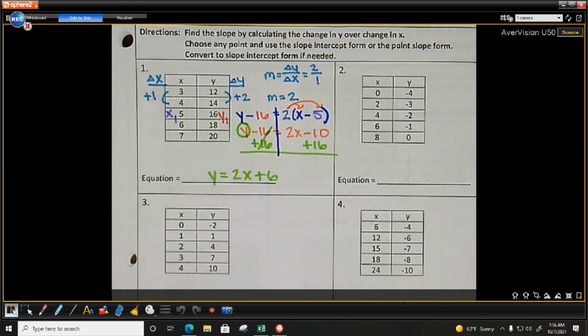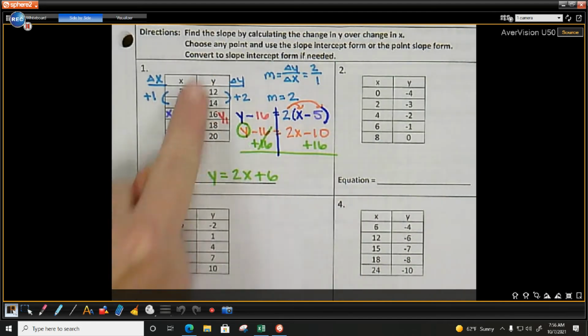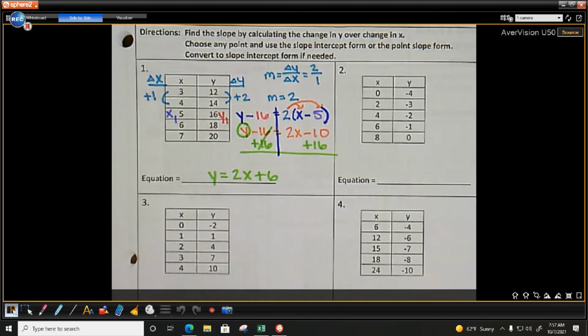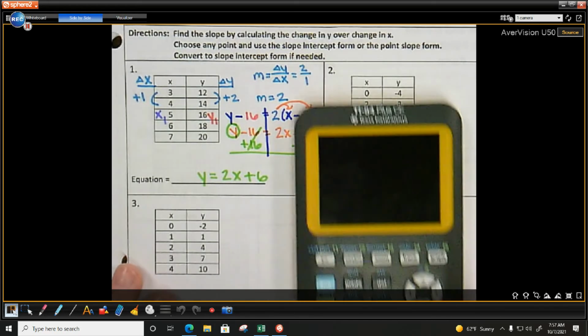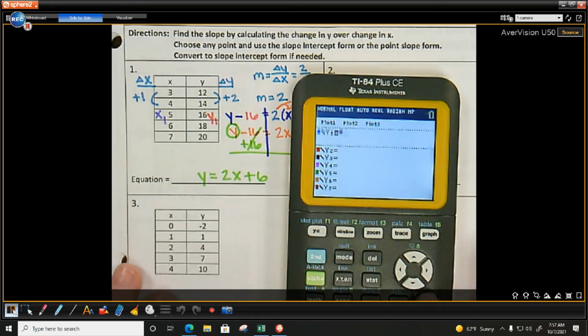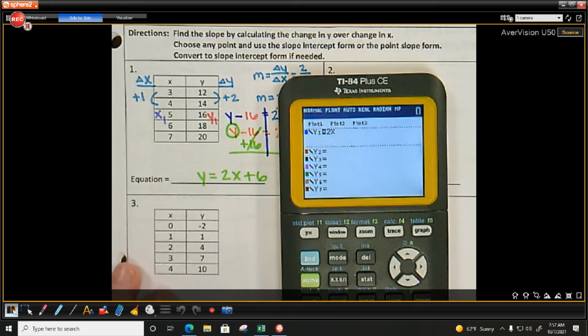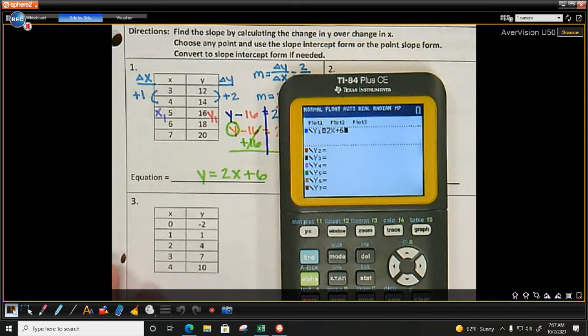Now, does my calculator give me tables? Yeah, let's go to our calculator, put the equation in, and pull up the table. 2x plus 6. We're all doing this with me. How do you get better at using the calculator? You practice using it. Okay, 2x plus 6. How do we get better at the calculator? We use it, so let's go.